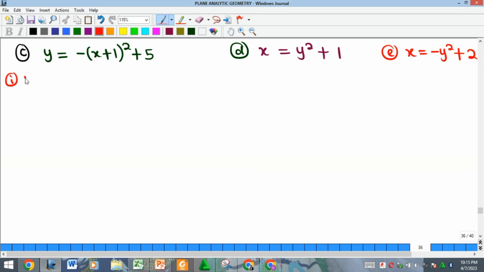So for the vertex, our vertex here is going to be what? Bring your minus 5 to this side. Your y will now be y minus 5 is equal to minus x plus 1 all squared. Okay, so from here immediately we will see that our vertex is, of course, the k part of it is already negative. So your k is just the number there, which is 5. What about your h? Your h will now be the negative of this, which is negative 1.